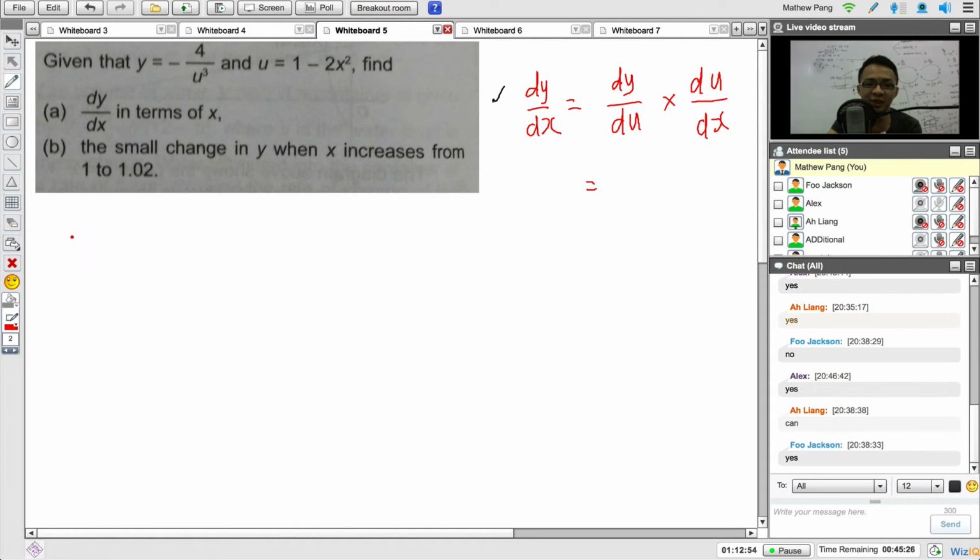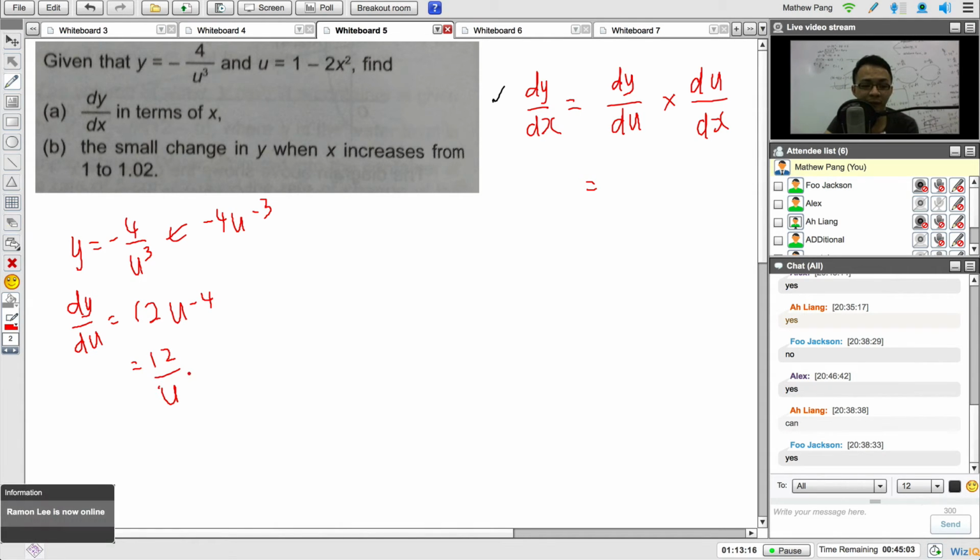Okay, so over here I got this one ready, and then of course what I do next is I differentiate. Y equals to negative 4 over u power of 3. So what is my dy du? I just differentiate this one. This is negative 4 u to the negative 3, right? So I differentiate, I got negative 3 multiple negative 4 is positive 12 u power of negative 4, which is 12 over u power of 4.